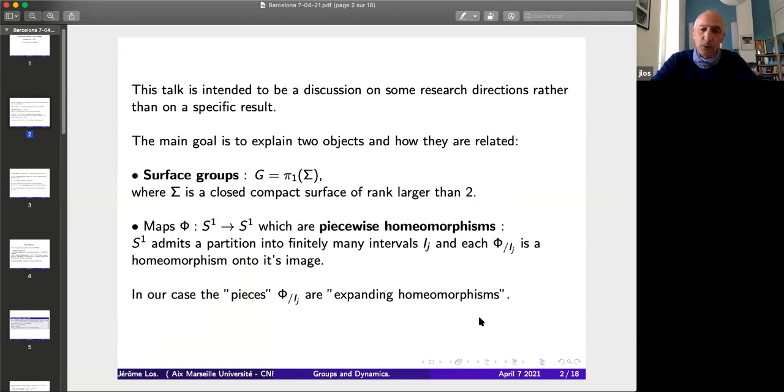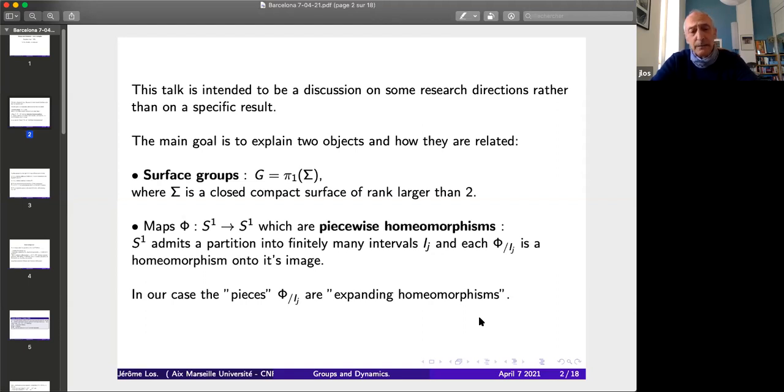So the group I want to talk about are surface groups. So very simple group in some sense, where the surfaces are supposed to be closed and compact and of genus larger than 2. In some other sense, they are hyperbolic surfaces. And the maps that will occur during that talk are maps from the circle to the circle that are piecewise homeomorphisms. So piecewise homeomorphism means that the circle admits a partition into finitely many intervals, I_j, and the restriction of the map to each of these intervals is a homeomorphism onto its image.